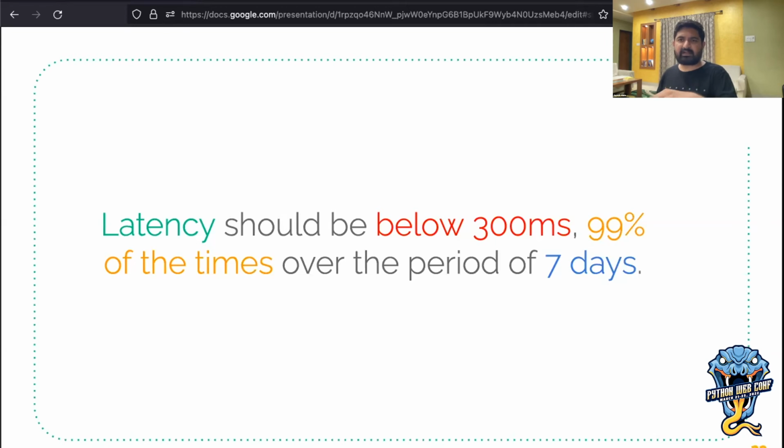So let's break down and understand what the parts of these SLOs are. The latency here is the SLI, as we discussed. It's a service level indicator. Now we are saying it should be below 300 milliseconds. So below 300 milliseconds is the objective for my SLI. 99% of the time is the compliance target for my SLI. And over the period of 7 days is the compliance duration for my SLI. So the SLO is basically: latency should be below 300 milliseconds, the objective, 99% of the time, the compliance target, and over the period of 7 days, the compliance duration.